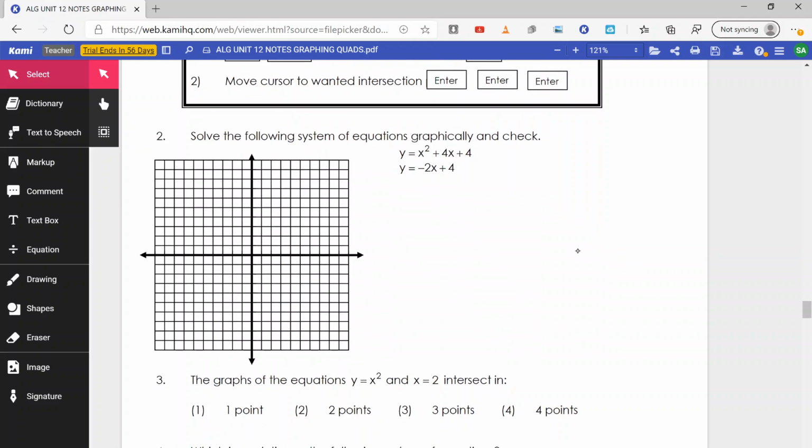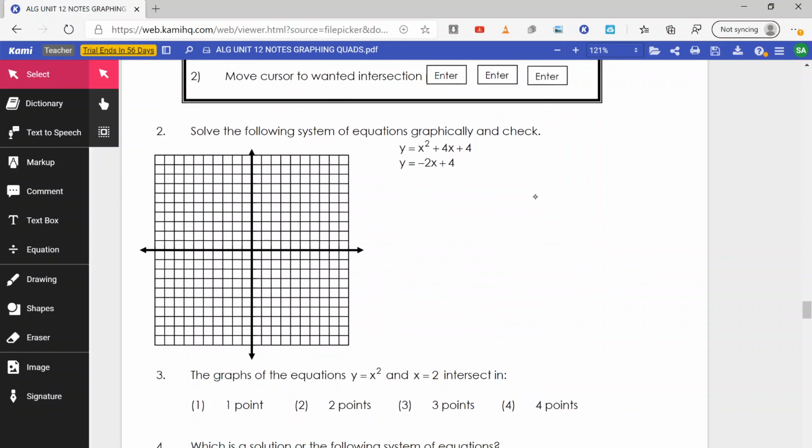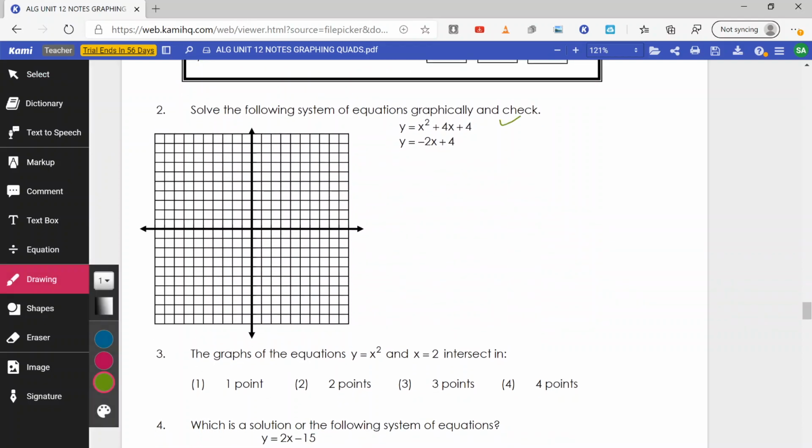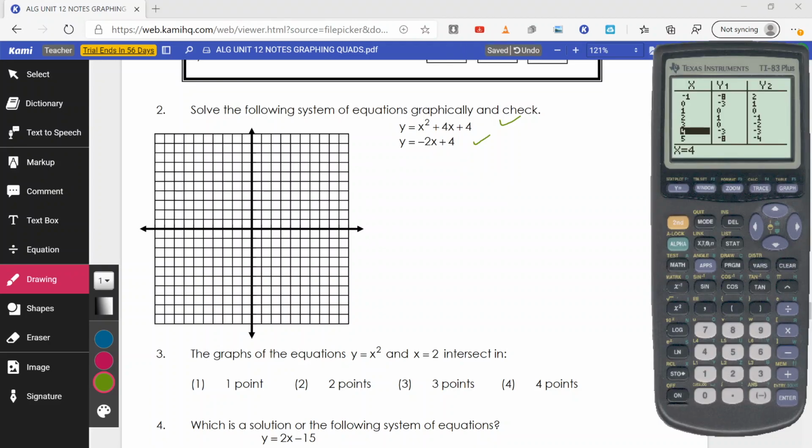Now, solve the following system of equations graphically and check. So first thing are my equations: y equals x squared plus 4x plus 4. We're good there. And y equals negative 2x plus 4. So that one's also good. So what I want to do is graph or plug in our first quadratic equation, x squared plus 4x plus 4. And I go to my table and I look for the y values that repeat.